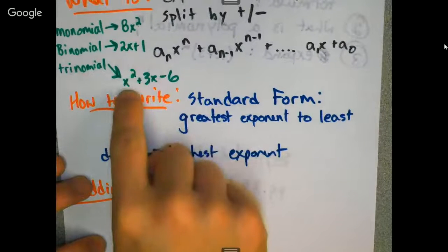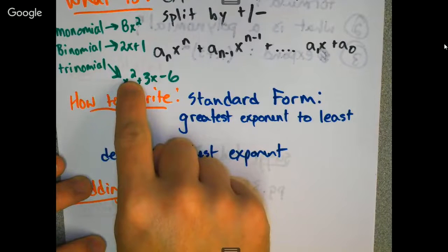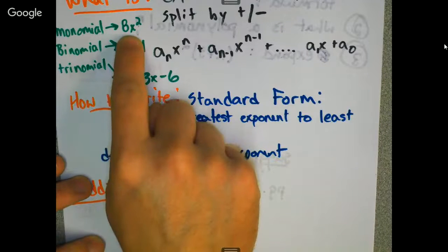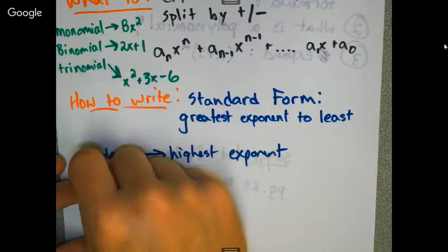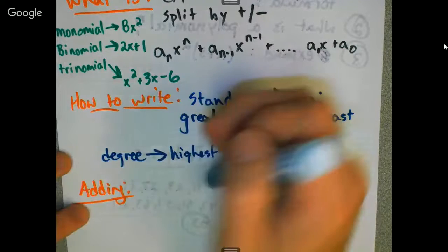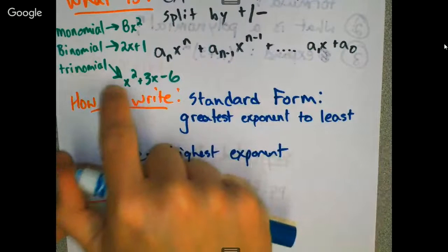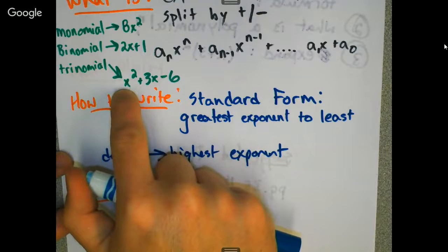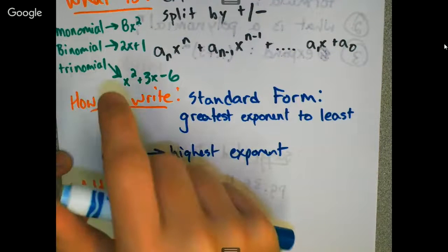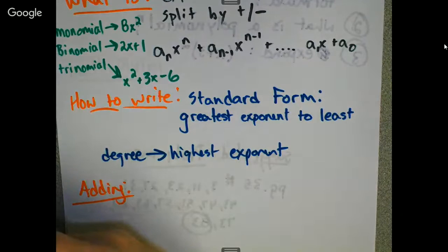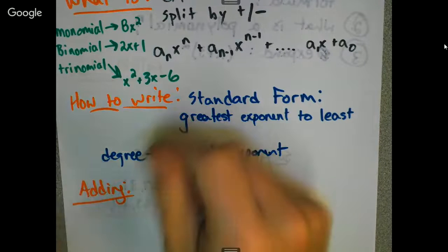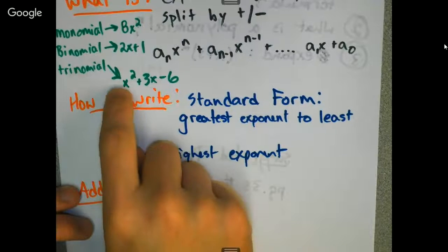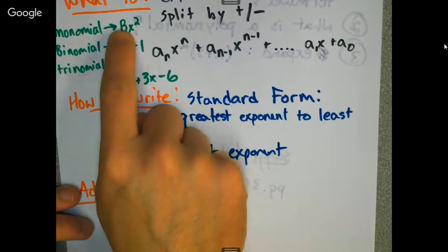So like this has degree 2, this one has a degree of 1, and this one has a degree of 2. And we also have the leading coefficients, which is the coefficient of the term with the highest degree, or of the highest exponent. So this has the leading coefficient of 2, or of 1, of 2, and of 8.